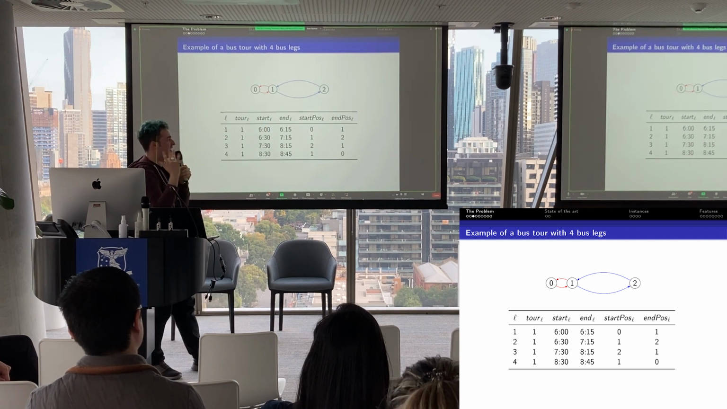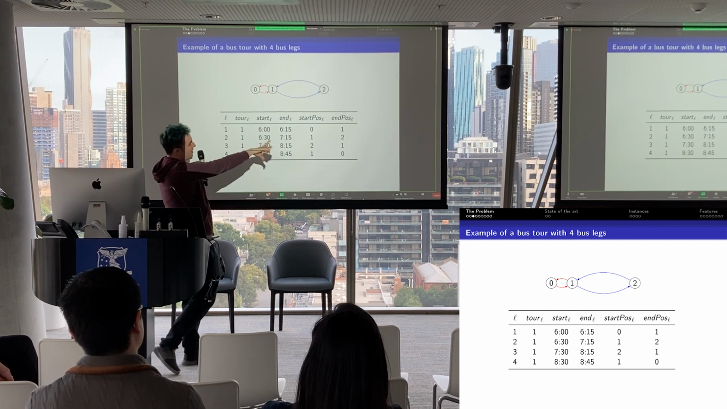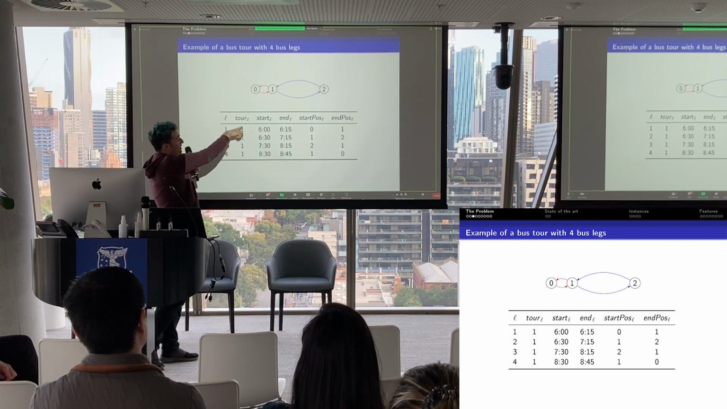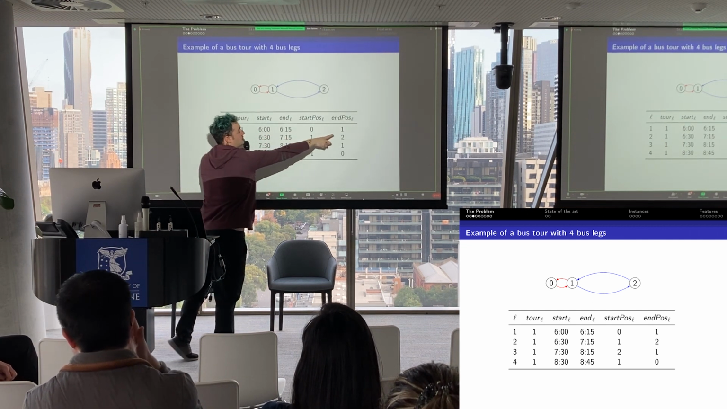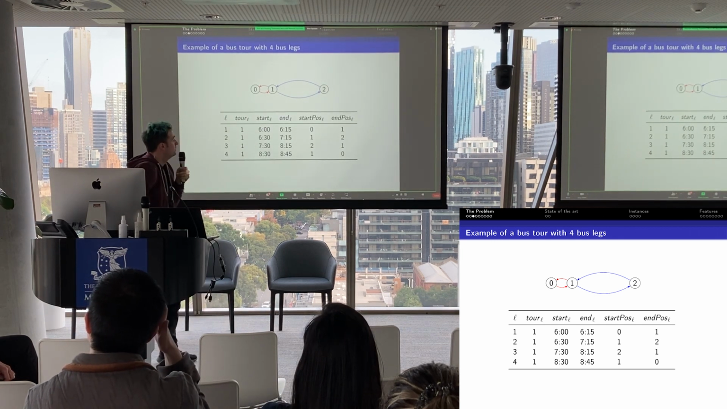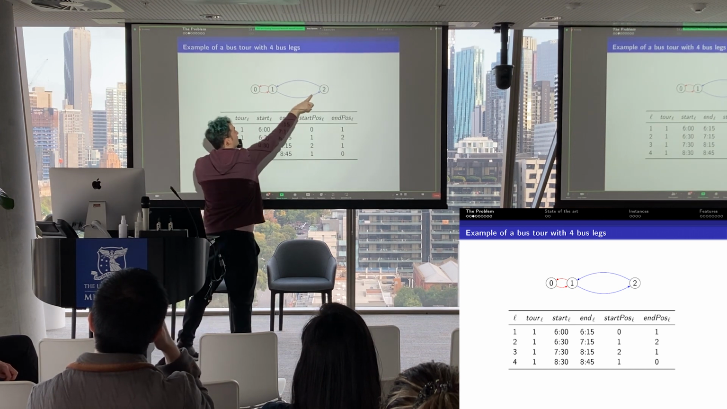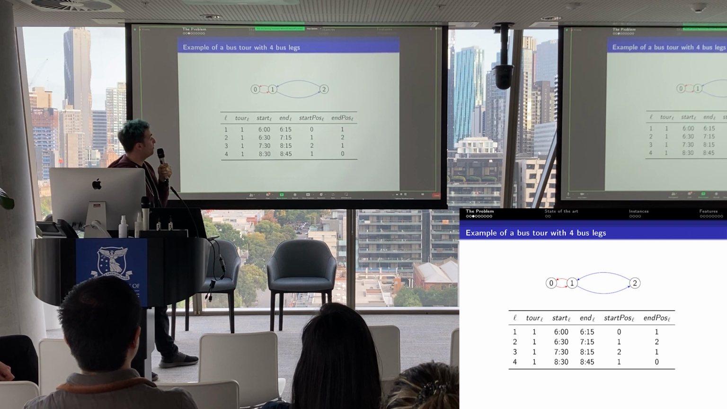In the literature, you can find other words like spell or piece of work. Here I place a table. Each leg has an associated tour, a start time, an end time, a start position, and an end position. So this is an example of a bus tour with 4 bus legs: 1, 2, 3, 4. But in reality, things are more complicated.